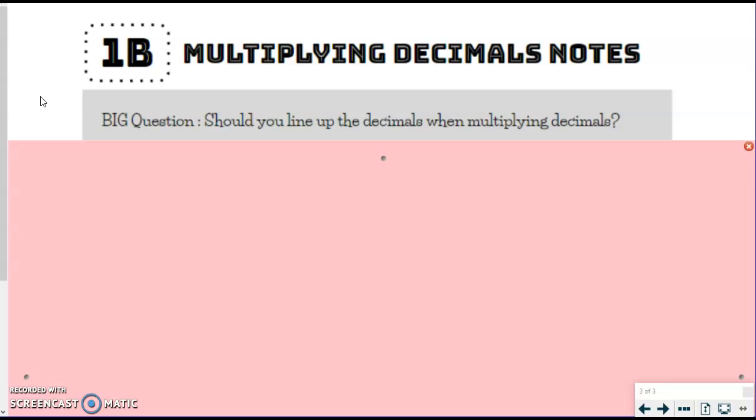So the big question here is, should you line up the decimals when multiplying decimals? We did with adding and subtracting, but with multiplying, no, we do not. So you should not line up the decimals when multiplying decimals. Now, if they happen to line up, which you might see in one of our examples, then fine, but otherwise, nope, you don't need to be concerned about them. You kind of ignore them until the end.